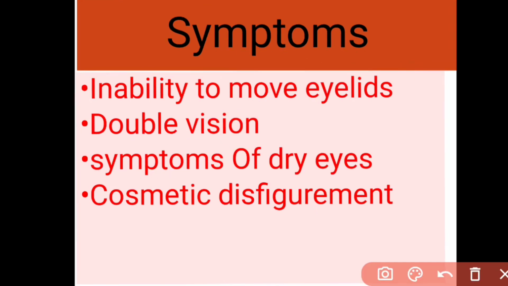So how will these patients of Symblepharon present? The symptoms are like, obviously they will not be able to move the eyelids because there is a firm adhesion. Since there is no movement of the eyeball because of the adhesions, the patients can experience double vision in that particular gaze. Since the eyelids are not covering the ocular surface efficiently, the eye will end up being dry. So the patient will experience symptoms of dry eyes, and even it can be a cosmetic disfigurement.